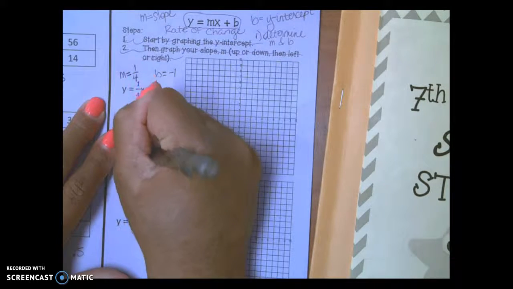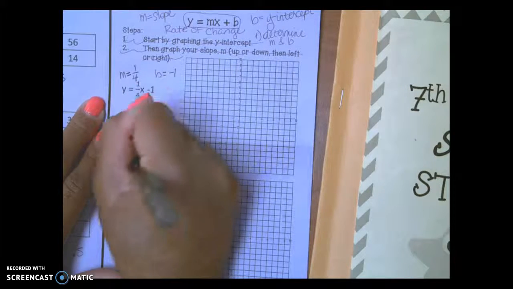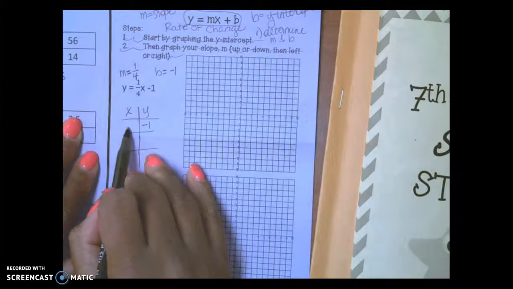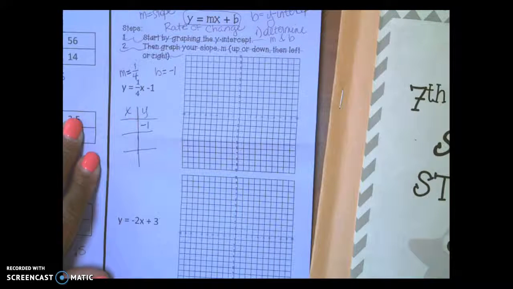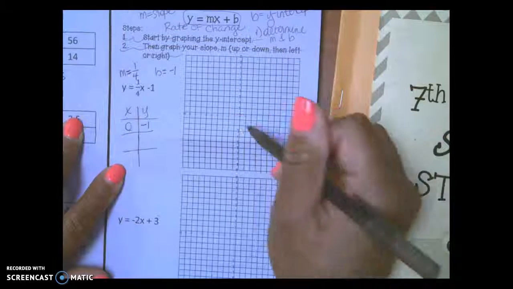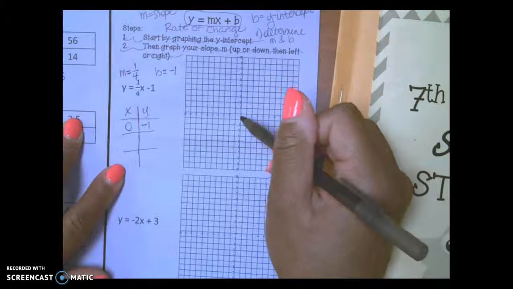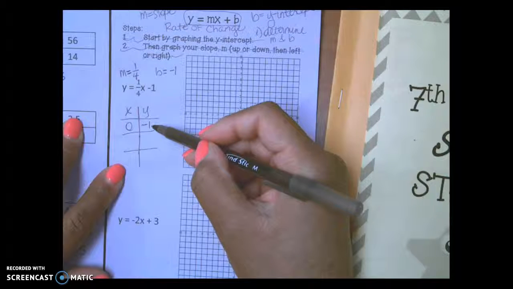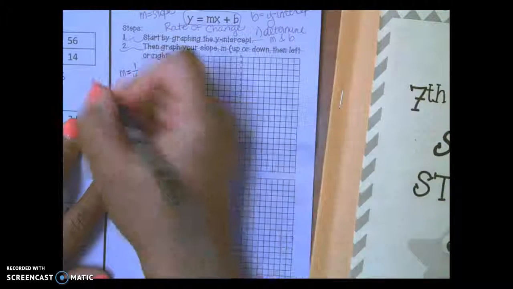Where do I put that -1 in my table? It's going to go with the y. And then who goes over here with it? 0, because it's my intercept. It's where I cross the y-axis. So, here's my y-axis. I need to find what number? -1.